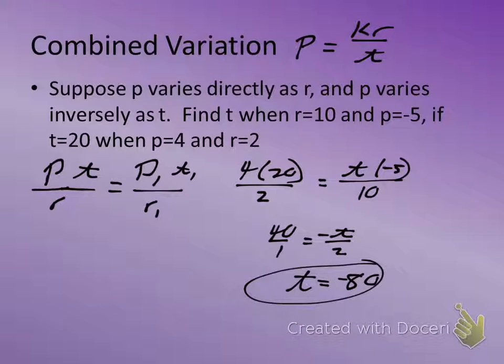So make sure you memorize, make sure you learn those formulas, because those will not be given to you. You'll have to know those. Know which kind means what: combined, jointly, inversely, and directly.